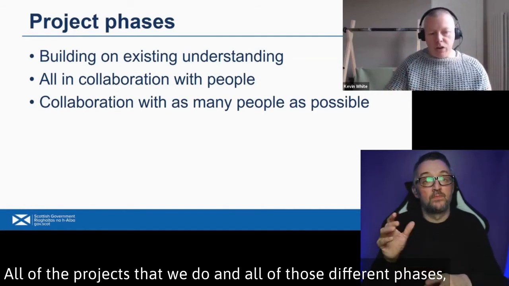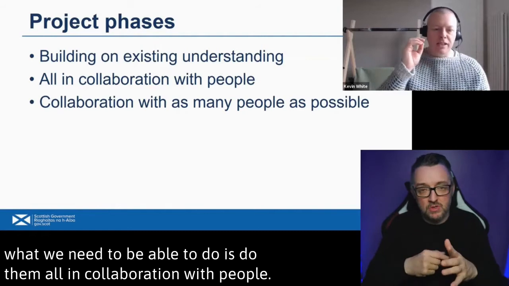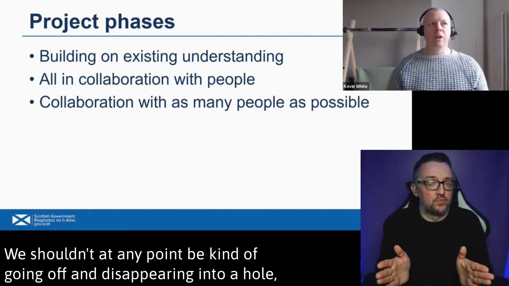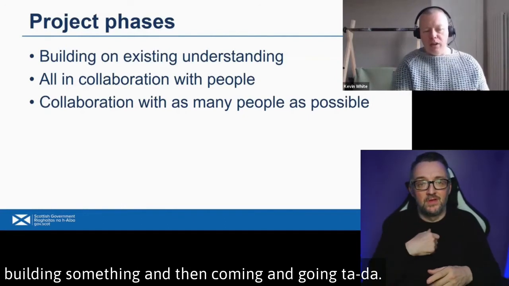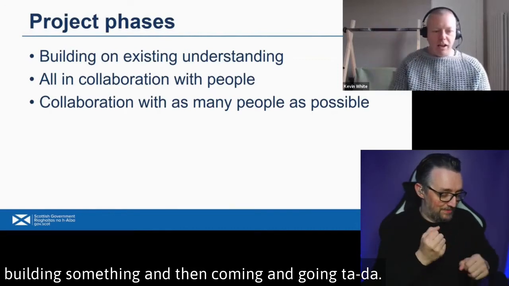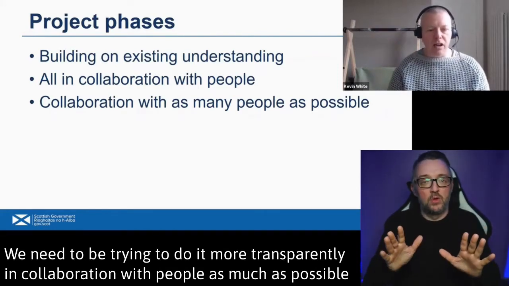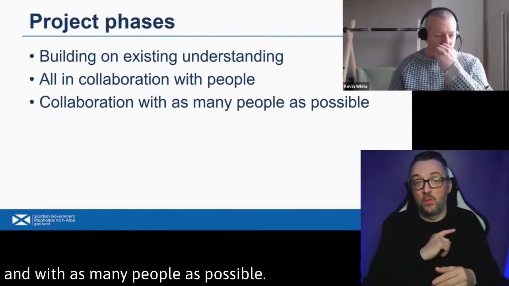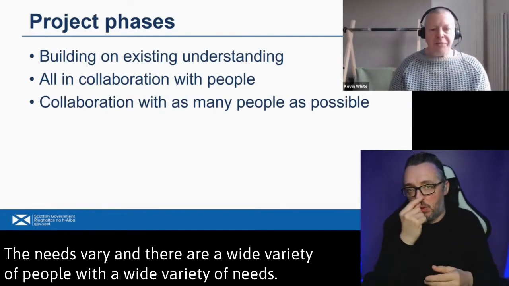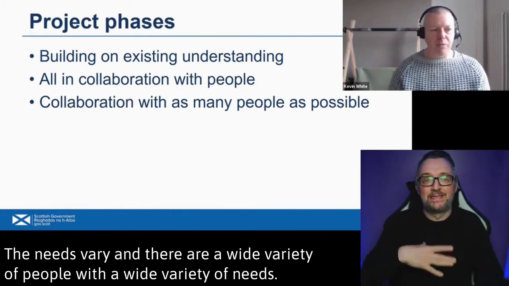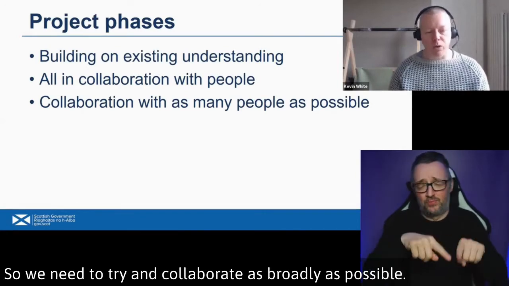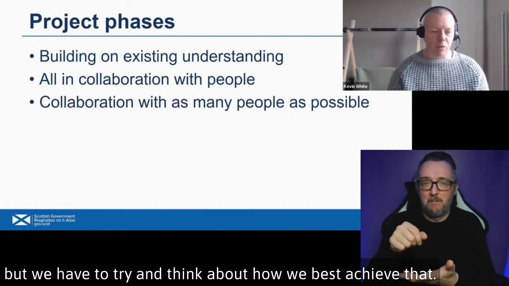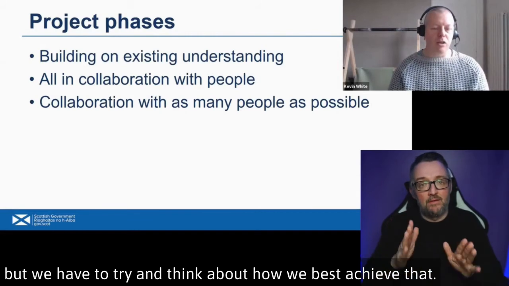In all of the projects that we do and all of those different phases, what we need to be able to do is do them all in collaboration with people. We shouldn't at any point be going off and disappearing into a hole, building something and then coming out and going ta-da. We need to be trying to do it more transparently in collaboration with people as much as possible, and with as many people as possible. The needs vary, and there are a wide variety of people with a wide variety of needs, so we need to try and collaborate as broadly as possible. Again, these have challenges just in terms of budgets and time scales and so forth, but we have to try and think about how we best achieve that.